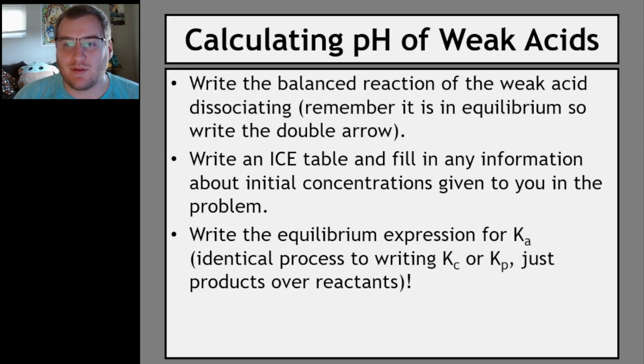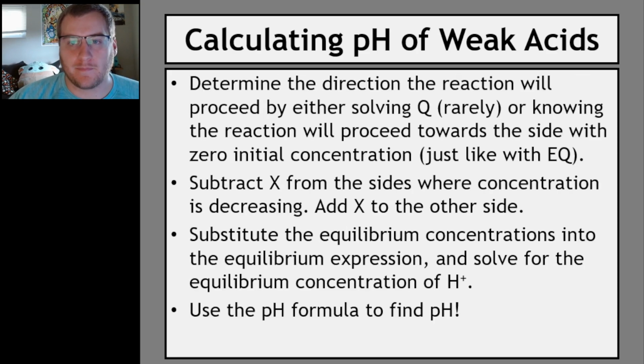You're going to write an ICE table and fill in any information about initial concentrations given to you in the problem. You're going to write the equilibrium expression for Ka, which is identical to writing Kc or Kp, it's just products over reactants. You're going to determine the direction the reaction will proceed by either solving Q, which we don't really ever have to do, or knowing the reaction will proceed towards the side with 0 initial concentration, just like we did with ICE. If there's 0 of a product or a reactant, then you know it's going to go that way because there's none of that side to start the reaction the other way.